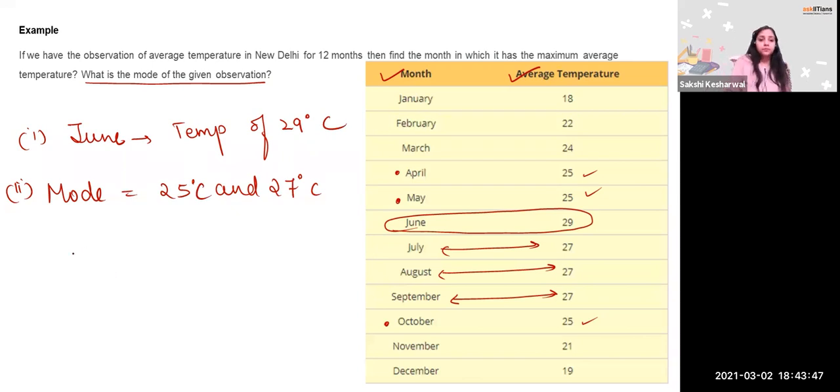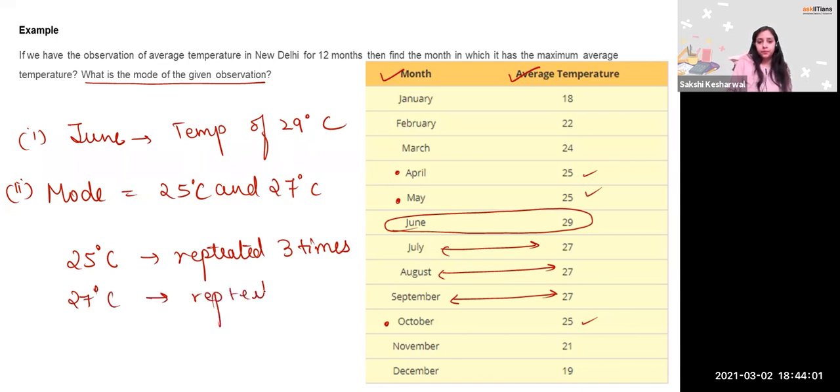25 and 27 degrees Celsius. Because what happened? 25 degrees Celsius is repeated 3 times, yes or no? Both are the same. And 27 degrees Celsius is repeated how many times? Also 3 times. So this is your mode. That's it, right? Mode is the number of times, the frequency.